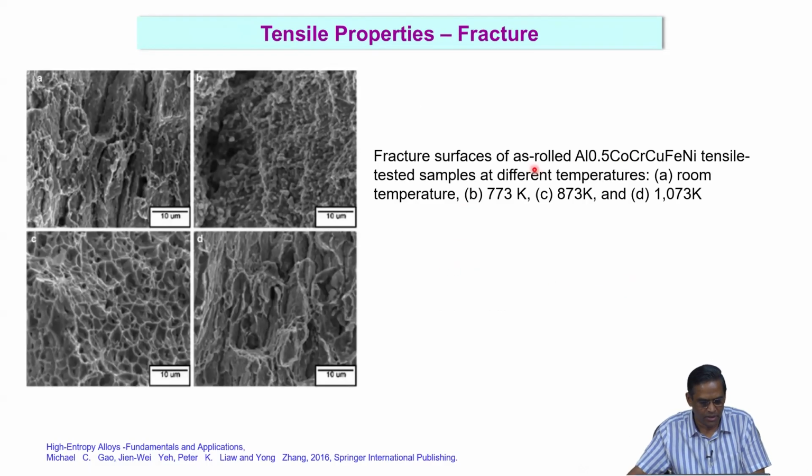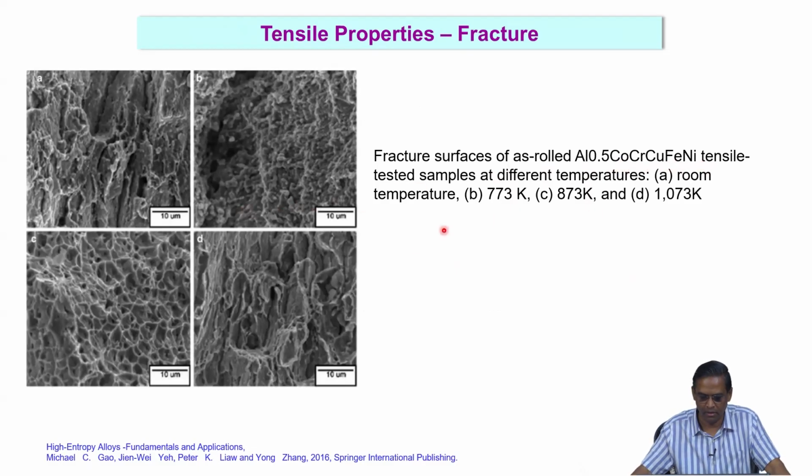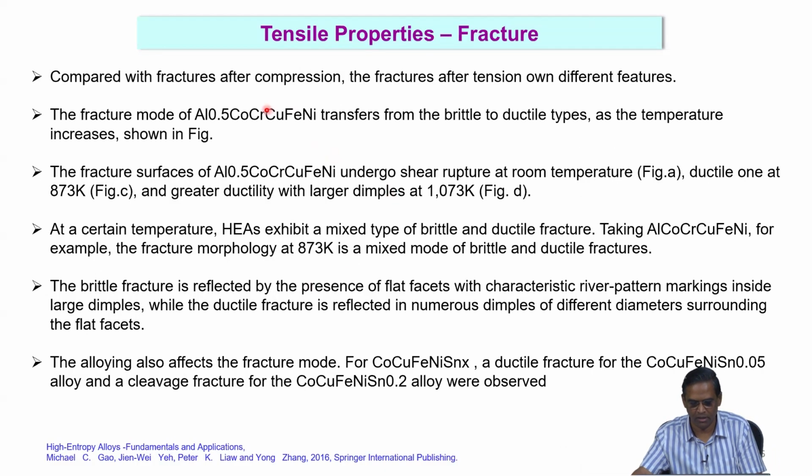And the fracture surface also we have already looked at, and this is for the as-rolled aluminum 0.5 cobalt, chromium, copper, iron, nickel tensile tested sample at different temperatures. And what is that you are seeing here? This is room temperature, 773, 873, 1073. What is that difference you are seeing? Now, what happens to this fracture morphology? This is room temperature. This is slightly higher temperature, 873, and what happens? More ductile. Yeah. From quasi-cleavage to more ductile mode it changes. You can see the elongation of these voids and everything happens.